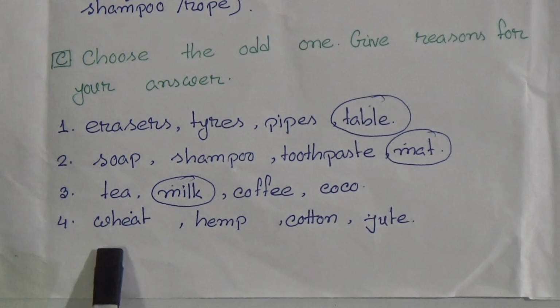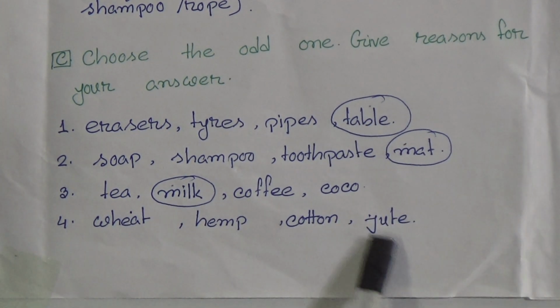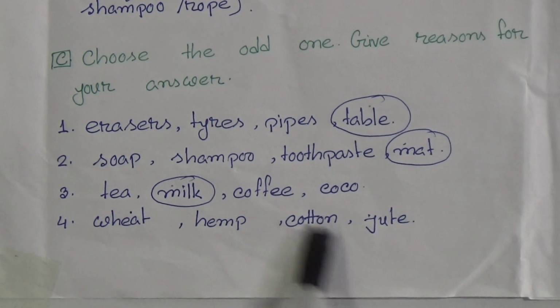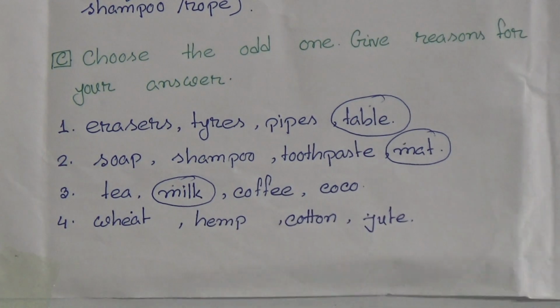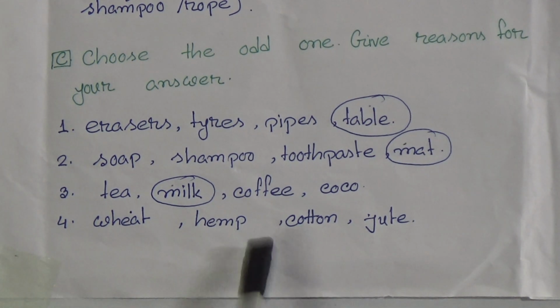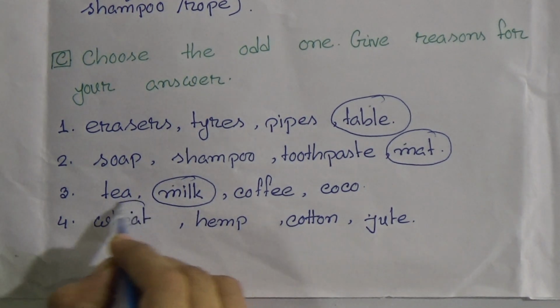Number 4: wheat, hemp, cotton, jute. Which one is the odd one? Here wheat is odd. Hemp, cotton, jute, these three things we get from plants which give us fiber. So cotton, jute and hemp are made from fiber plants, but wheat is not a fiber plant, we get it as our food. So we circle this one.